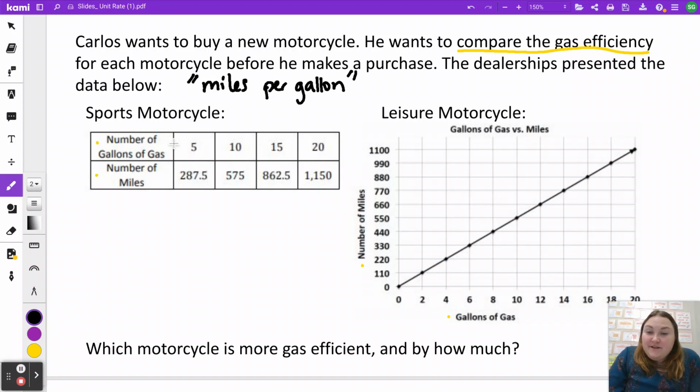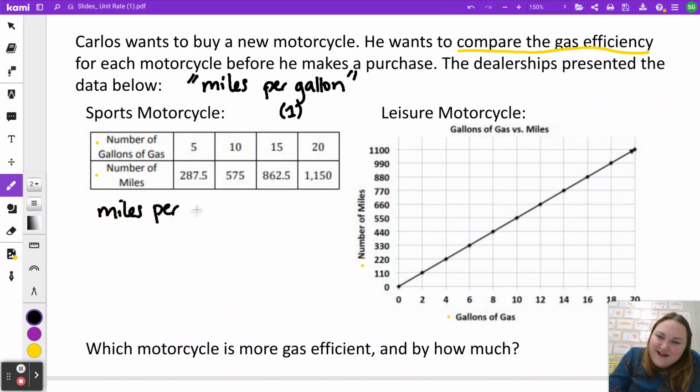For our sports motorcycle, I'm given a table. If I look at the table, it is telling me these two pieces of information. It's giving me different examples of how many gallons of gas Carlos could put in the motorcycle and how many miles that motorcycle might go. If I want to know for this motorcycle the miles per gallon, it means I don't want to know how many miles he can go for 5 or 10 or 15 or 20 gallons. Miles per gallon means we are talking about only 1 gallon of gas. And so to calculate the miles per gallon, do you know what we're going to do?